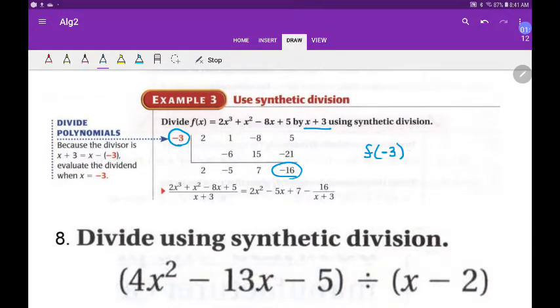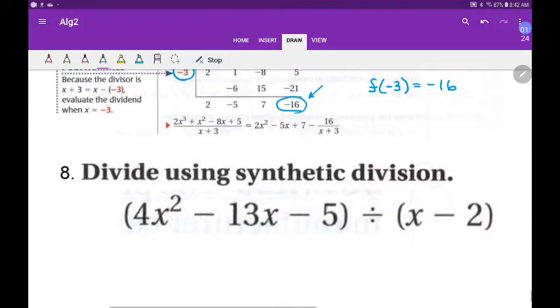But we do get to divide it, and we will know what happens if we plugged in minus 3. If we plugged in minus 3 to the function, we would get negative 16. So instead of plugging in negative 3, we could just use synthetic division and see what we ended up with. It would be the same thing.